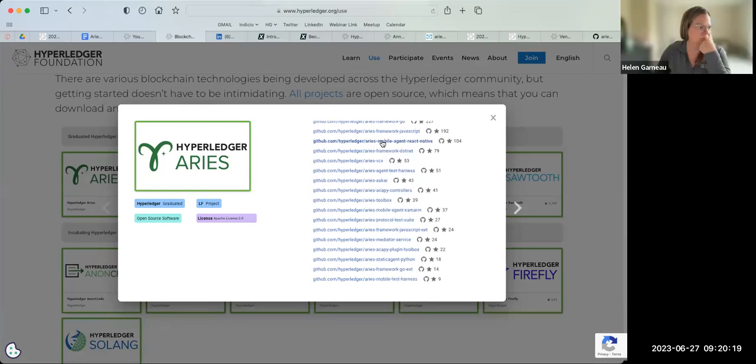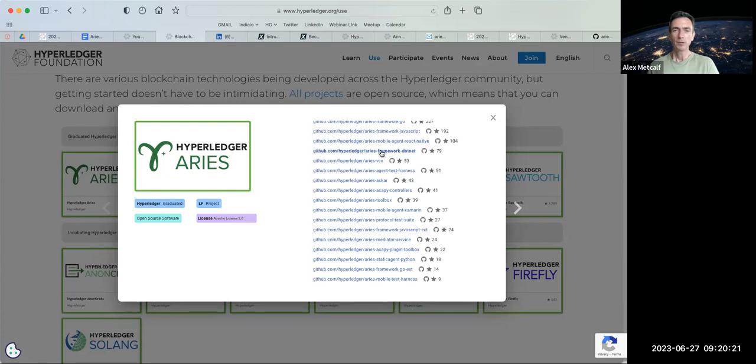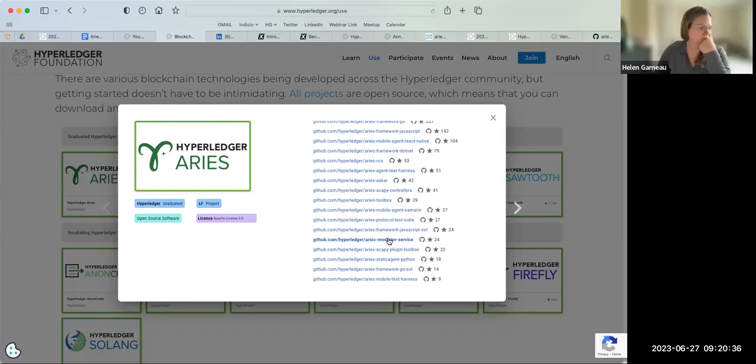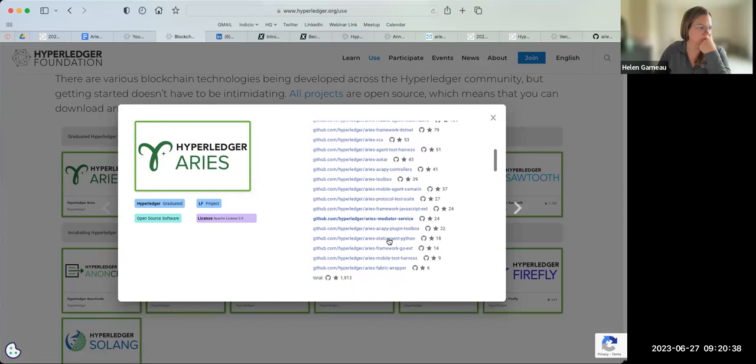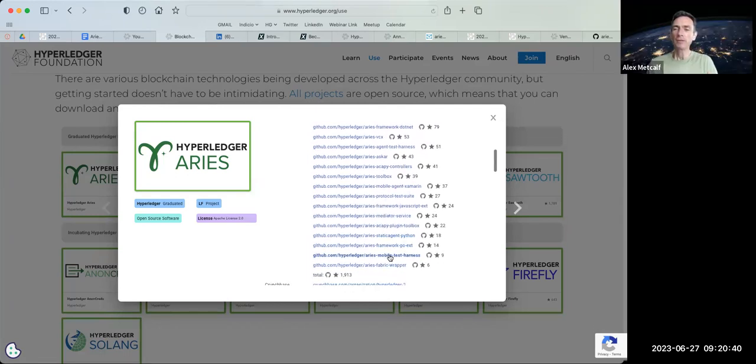taking Aries and expanding out into wallet land. I don't know many of these. There's the mediator service, that's the companion thing, obviously, for receiving messages so you can actually have a mobile experience to keep up. I just know of some of these parts. But yeah, how does this fit together?